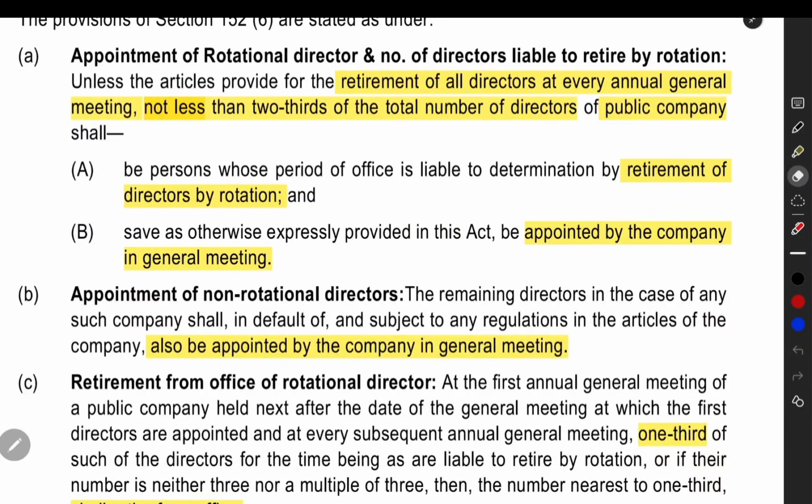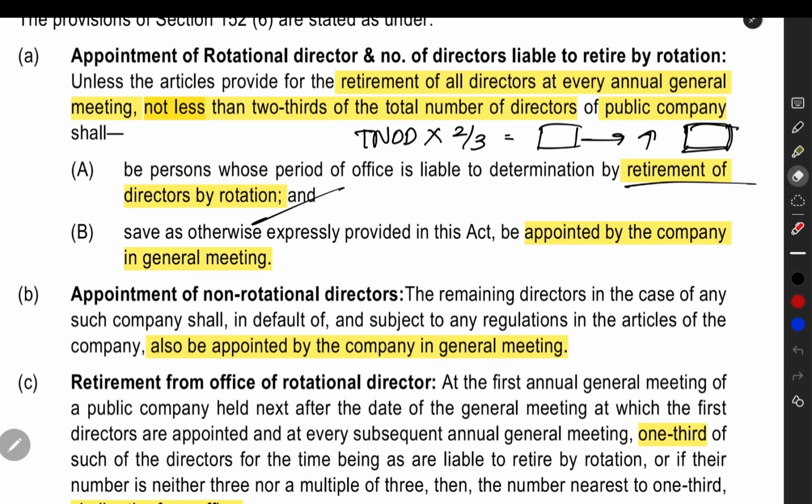Next, take the total number of directors and multiply it by 2/3. You will get either a fractional number or a whole number, and this number you should round up. After that, you will get a final number. This number of directors will be liable to retirement by rotation. They are liable to be selected for retirement by rotation.